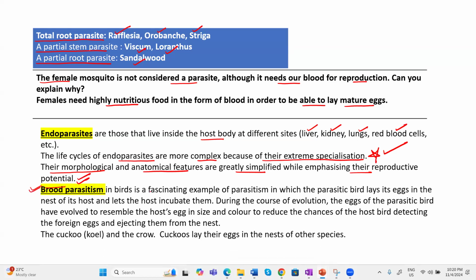Brood parasitism is an example in which a parasitic bird will lay its egg in the nest of the host and allow the host to incubate them. And the eggs of parasitic birds try to show resemblance to the host egg in size, so as to reduce the chance of the host bird identifying them as foreign and ejecting them from the nest. So they have done this work to prevent rejection. For example, the cuckoo will lay its egg in the nest of the crow, and then the crow is the one who incubates it.